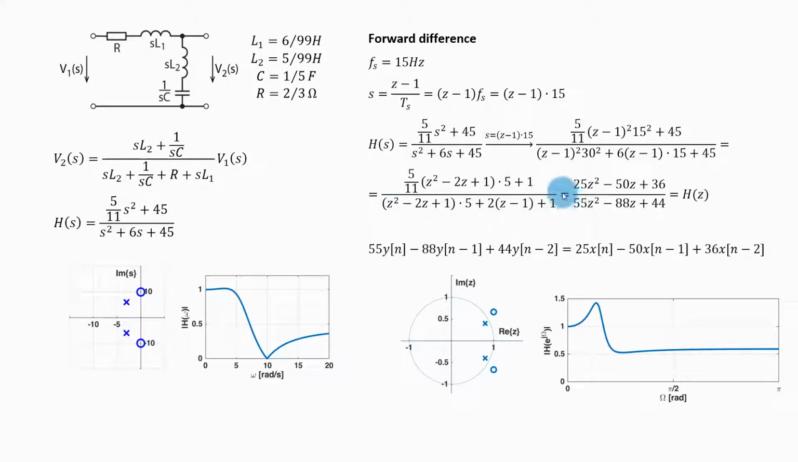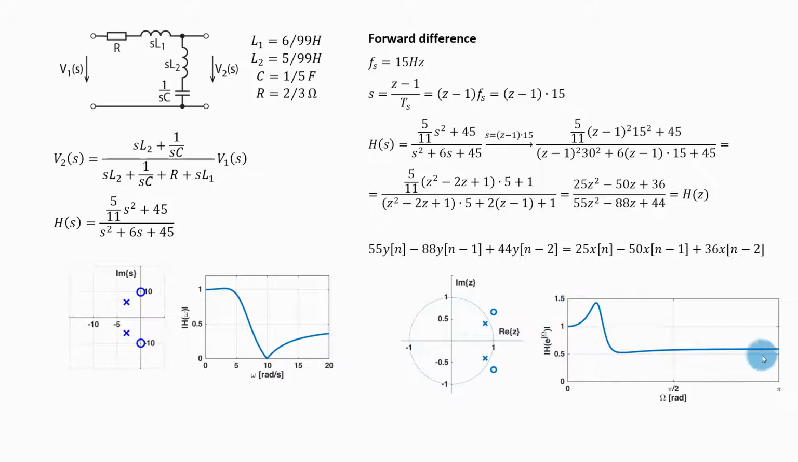Here I just need to collect all the coefficients for the individual powers, which will give me this. And this is the transfer function of my discrete time system. From here I can read the coefficients of the system and I can write the difference equation. When I numerically compute the zeros and poles of this transfer function, I will get this, and when I compute the frequency characteristic of this discrete system, I will get this.